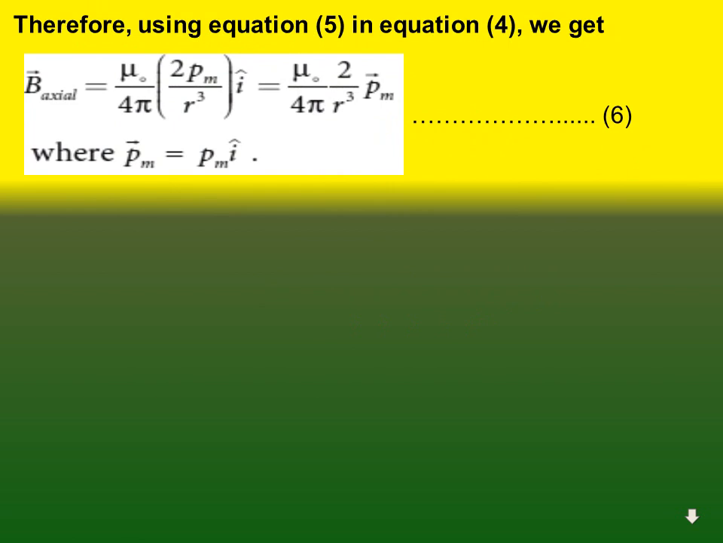And we get B vector axial is equal to mu naught by 4 pi, 2 Pm divided by r cube, by cancelling an r in the uppermost place and the r power 4. So mu naught 2 by 4 pi r cube into Pm vector. We know Pm vector is equal to Pm i cap.